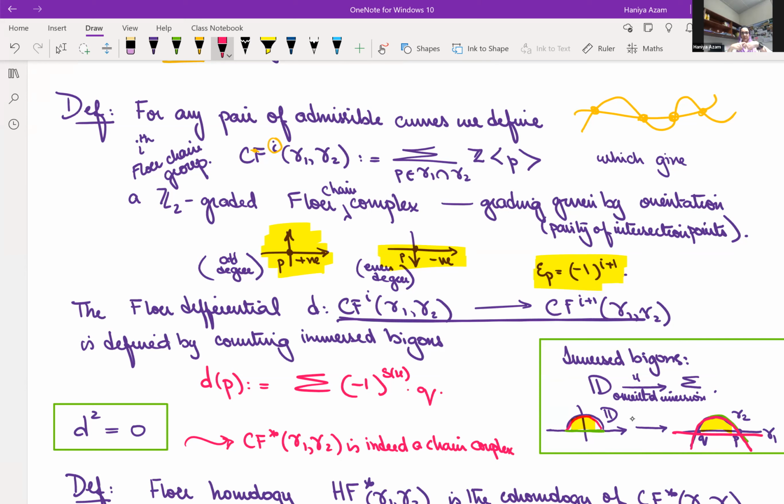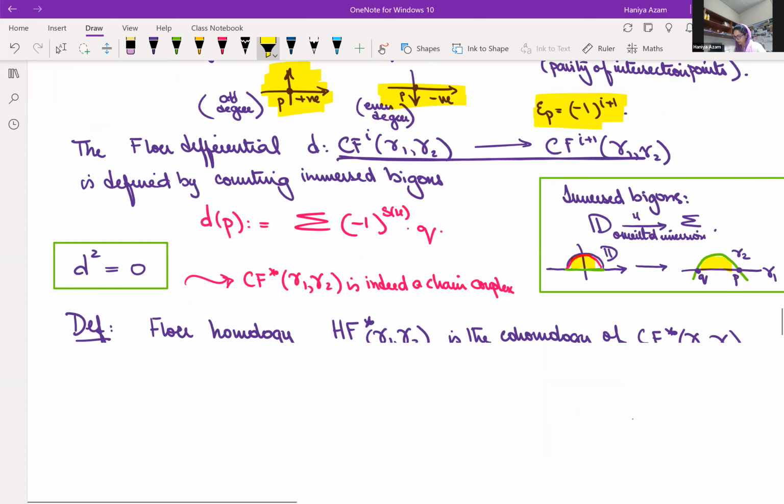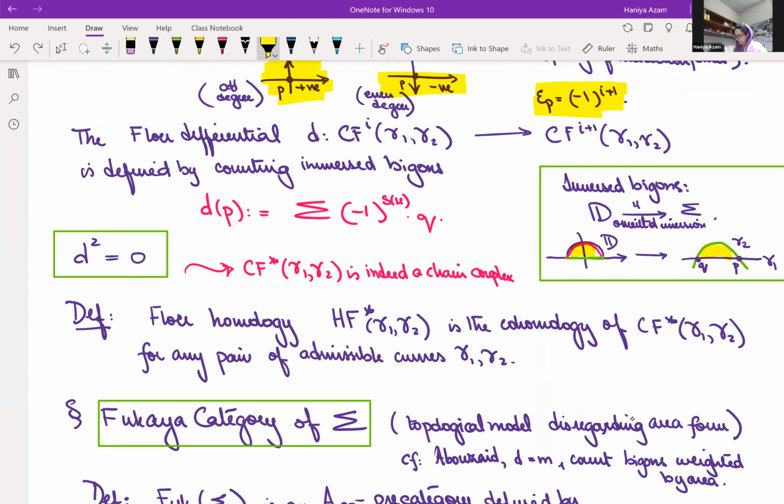and they intersect in points. And between two intersection points, you have this bigon, a two-sided gon. And these are immersed because you can look at them as a map from this half disk that you see on the left and going into this surface sigma, okay? So you see, right here, it takes this point P and it maps it to the output point Q.